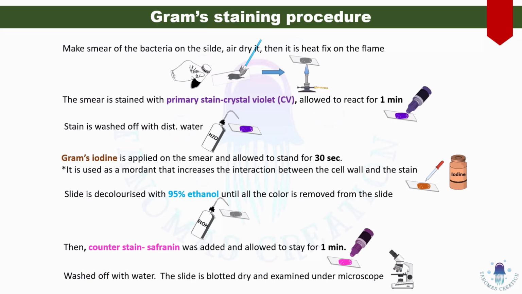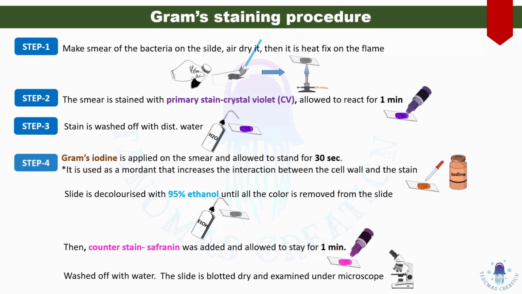So the gram staining procedure. In step 1 we have a bacterial smear on the slide. We dry it and then it is heat fixed on the flame. Step 2, the smear is stained with primary stain, that is crystal violet, and it is allowed to react for 1 minute. Then step 3, stain is washed off with distilled water. After that, gram iodine is applied on the smear and allowed to stand for 30 seconds.